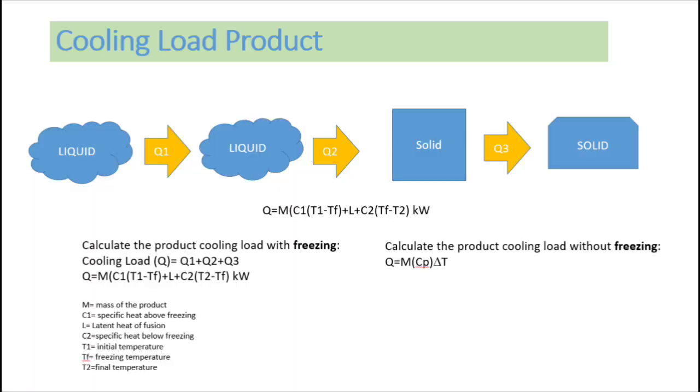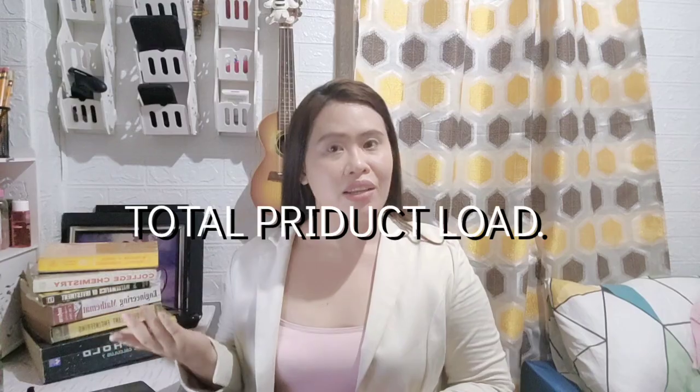This third product load type is often called the sub-freezing load. Finally, if a product undergoes respiration, as in the ripening of fruits and vegetables, then the heat given off by this chemical reaction is called the respiration load. The sum of these four load components is considered the total product load.